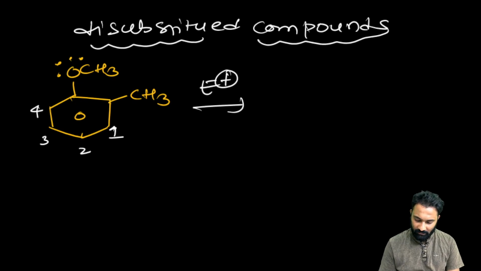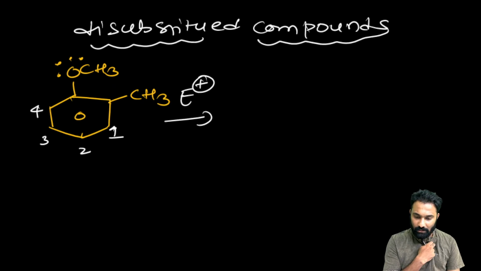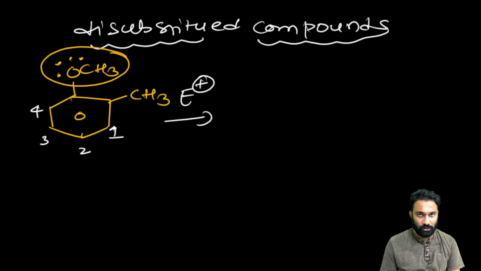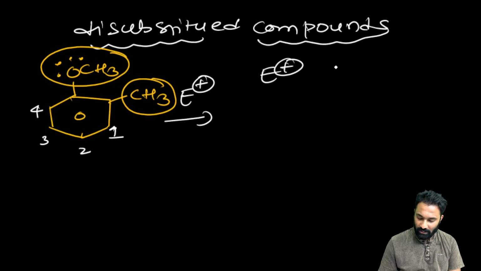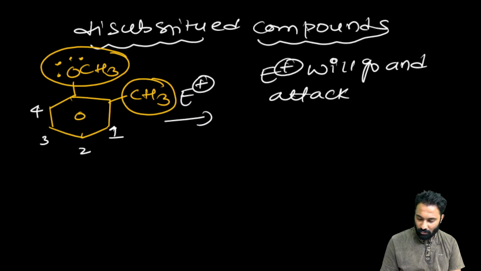Now here, whenever this type of compound is given, this is the electrophile. No, not the ortho. Now listen. Here, this is an electron releasing group, so it will increase the electron density at ortho and para. This also increases the electron density at ortho and para. So when these two are increasing the electron density at ortho and para, then the electrophile will go and attack those ortho and para positions.